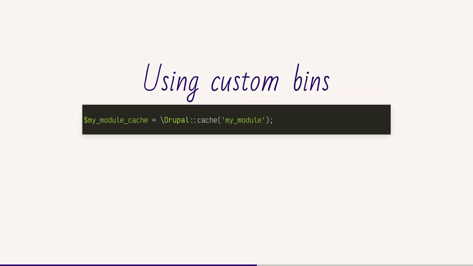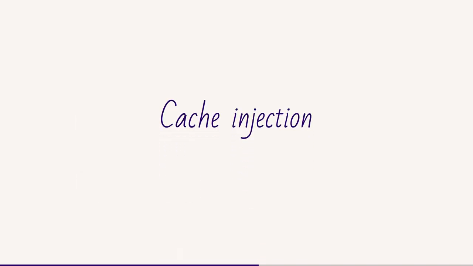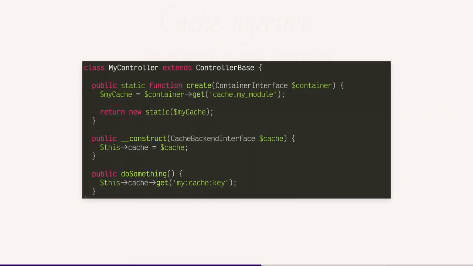How do you use it? Well, you just pass in your name. You're done. There's your cache bin. You're done. You don't need to worry about anything else. Or you can use the services function instead and get the fully qualified cache backend name. Now, there are reasons why you want to do this, because you might want to inject your cache into something else within Drupal, such as forms, plugins, and controllers.